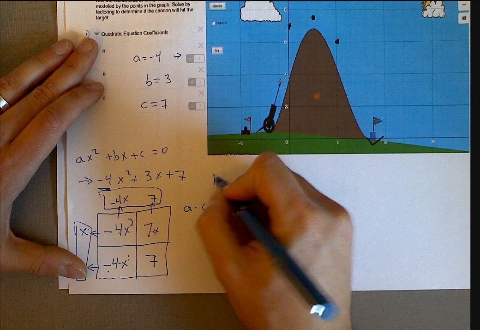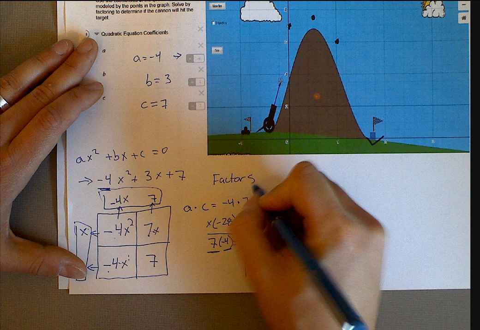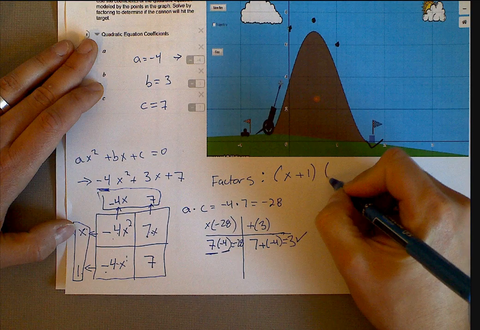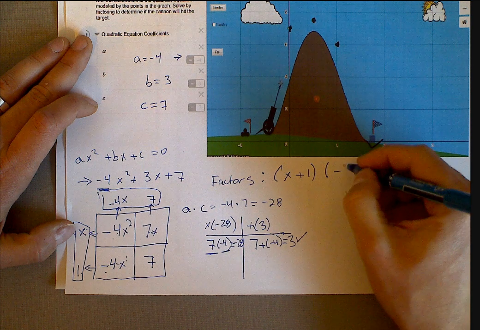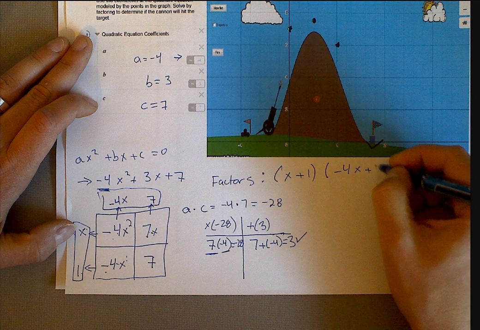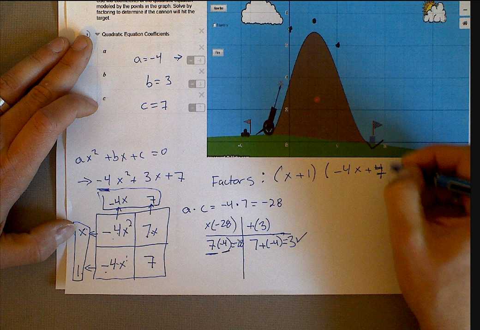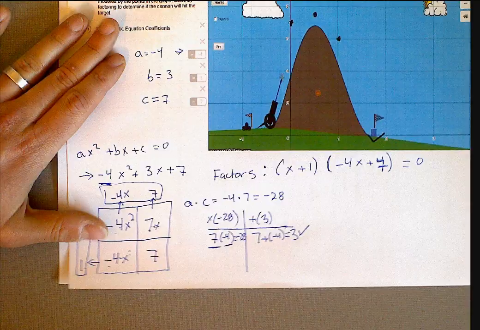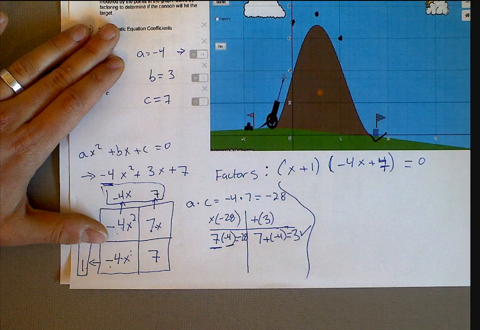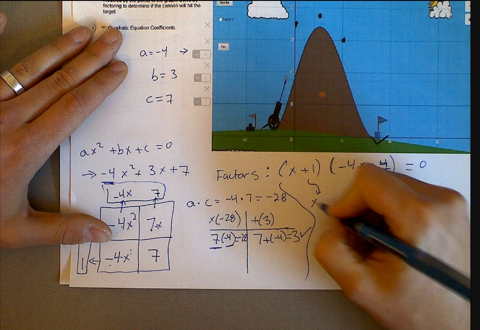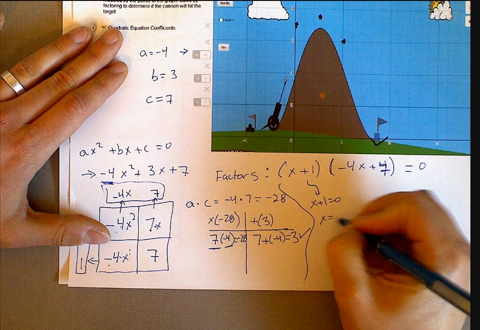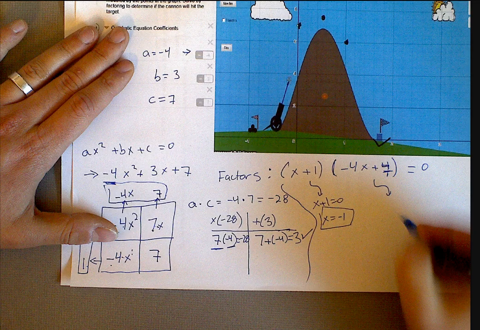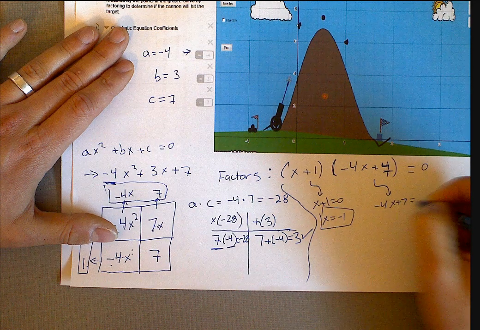So let's write the factors. So one of my factors is x plus 1, and my other factor right there is -4x plus 7. And my goal is to solve it, so I'm going to set it equal to 0. And I'm going to solve each side for 0. So if I have x plus 1, x has to be -1. That's going to be one of my solutions. My other solution is going to be -4x plus 7. I'm going to set that equal to 0.